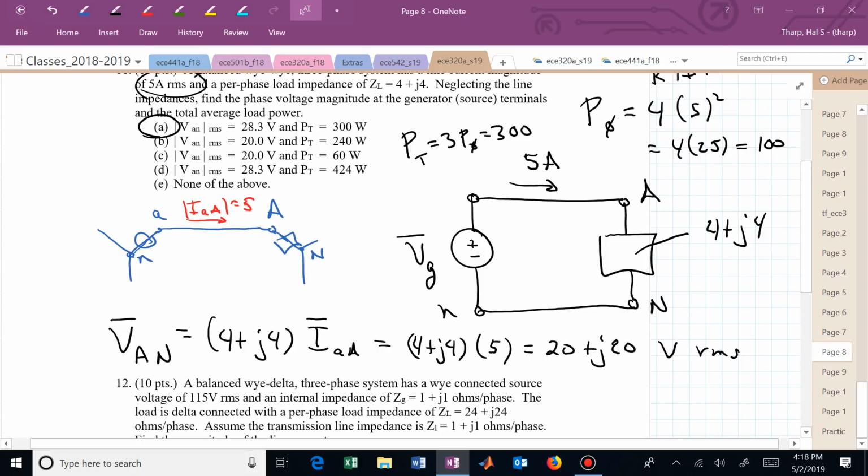Here, this phase voltage at the load is not your line-to-line voltage, or your voltage between two transmission lines. That's not what you're asked in this problem, but you'll need to be clear on those relationships. Yes?